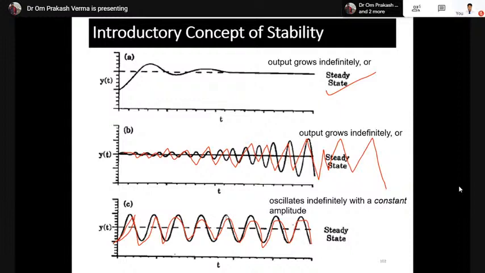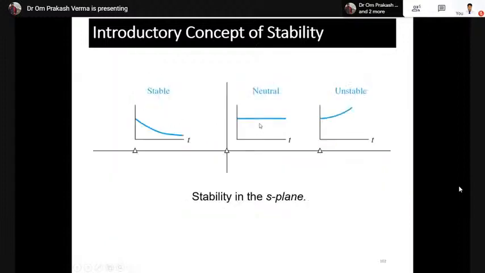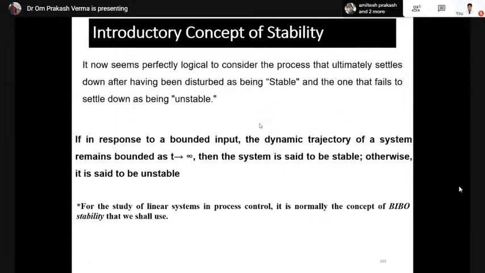When you are talking about the stability of the system, stability is defined here for the LTI system only. I am just restricted to the LTI system. In the LTI system, we are talking about the BIBO system. So what is the BIBO system? You can see from this picture.